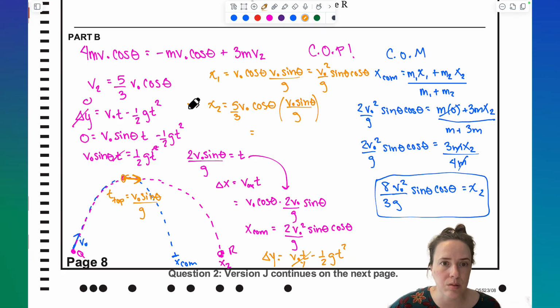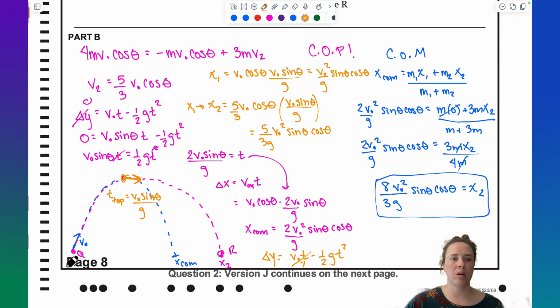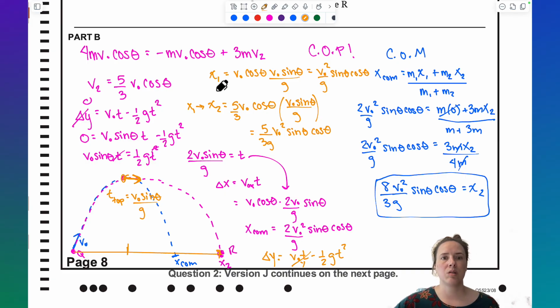So this is x1 to x2. So that's where we get 5/3g v naught squared sine theta cosine theta. So x1 is how far it is to here. X2 is how far it gets to here. So I'm going to add those together. So 1 stuff plus 5/3 stuff. So 3/3 plus 5/3. I also get 8/3 g v naught squared sine theta cosine theta.